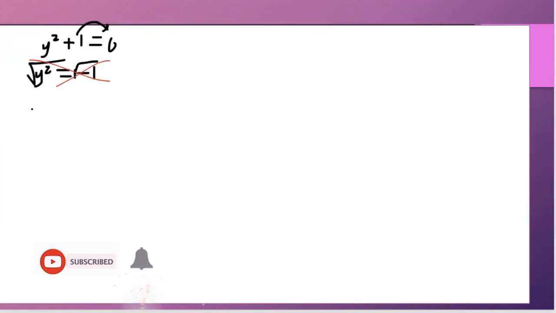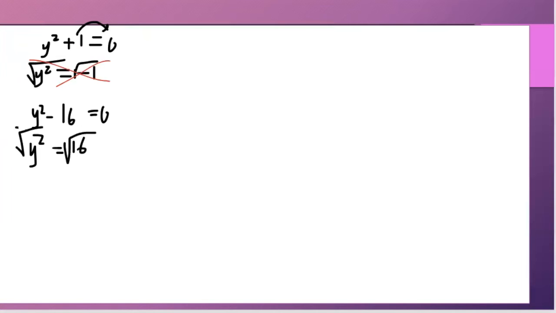So the next one is y squared minus 16 equal 0. We carry the minus 16 over the equal sign to get positive 16. So I have to square root both sides. So y is equal to plus or minus 4.